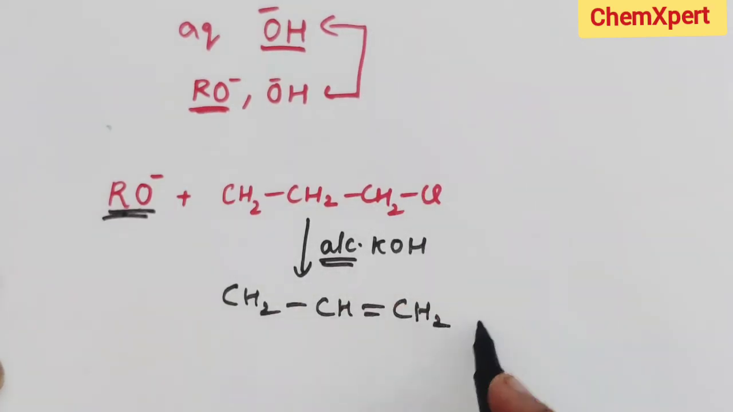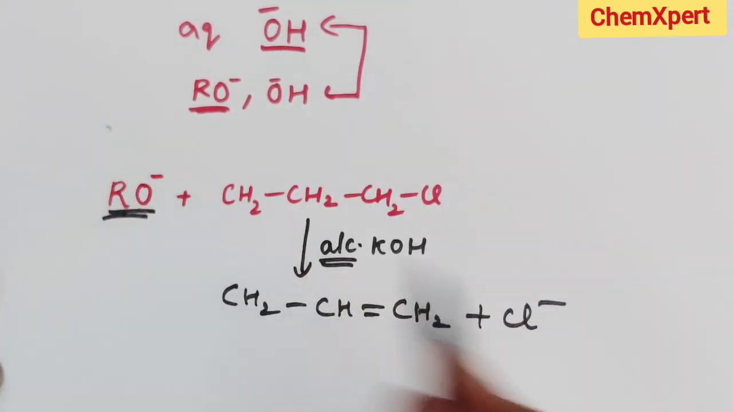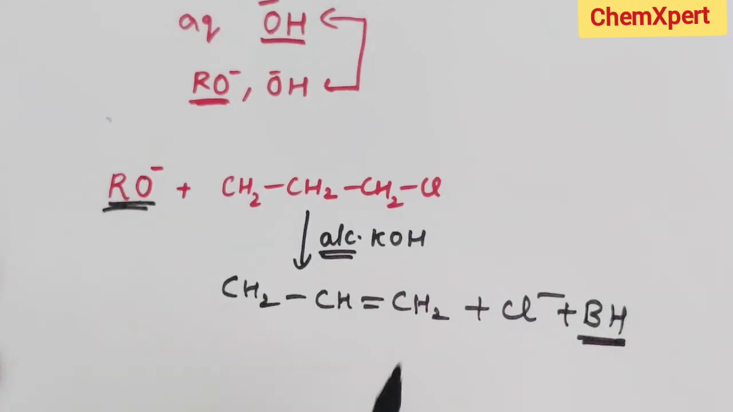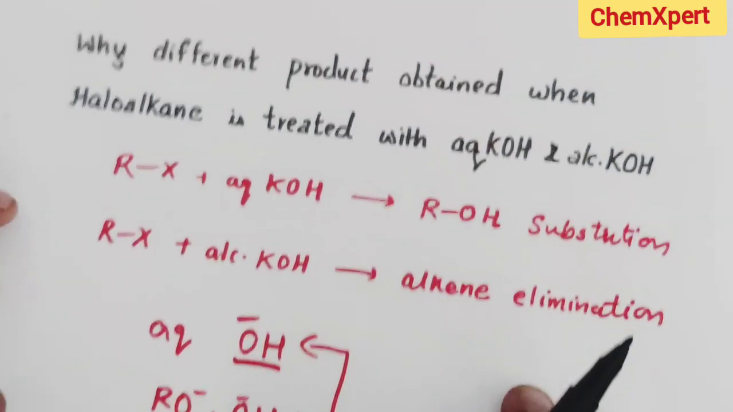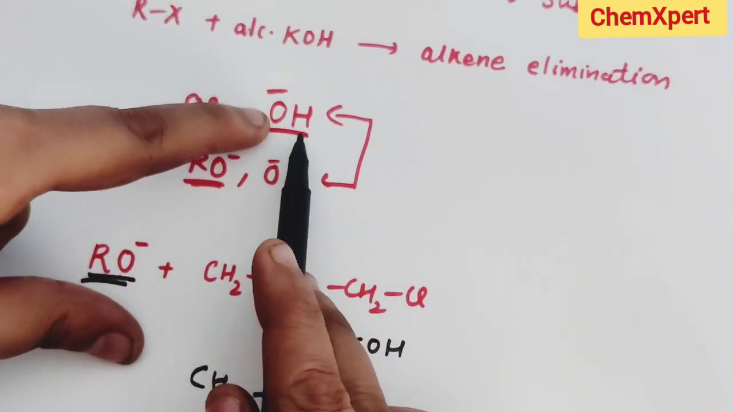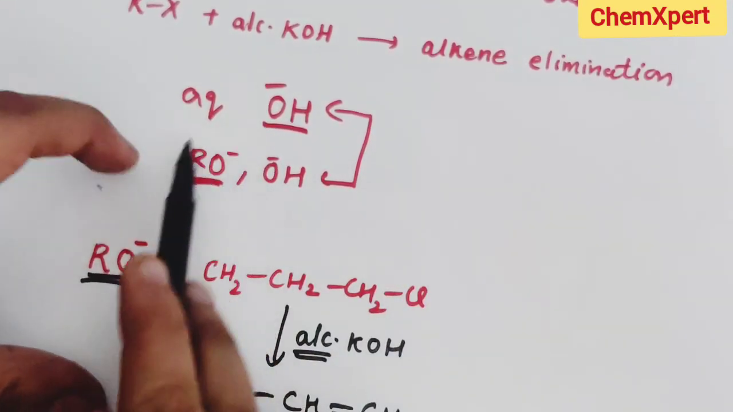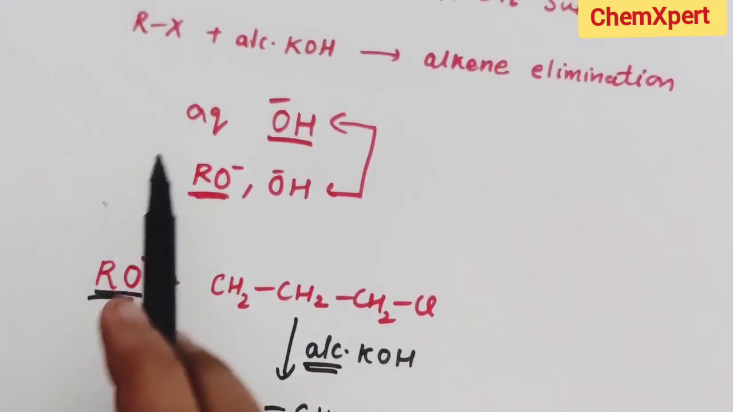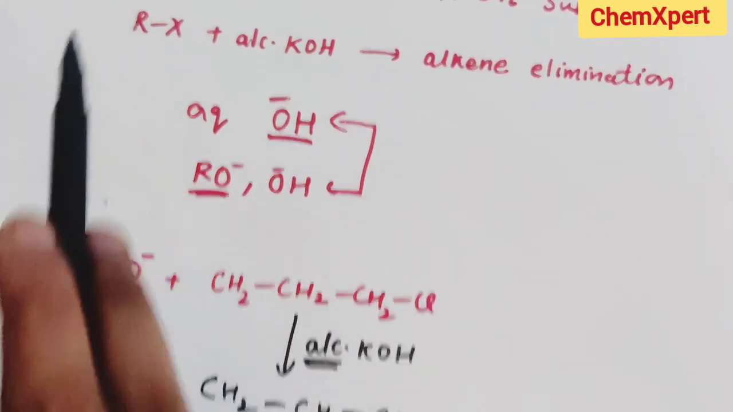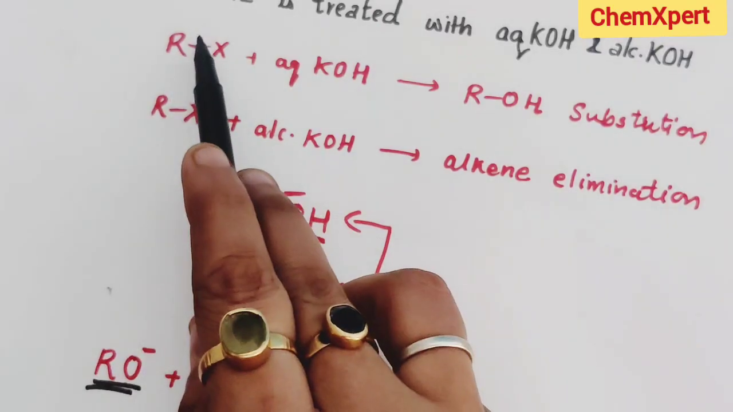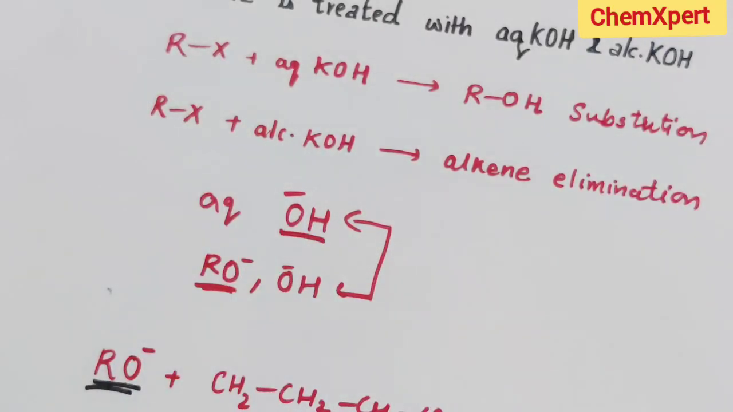and generally elimination takes place. This Cl will be liberated as Cl minus. This base reacts with that hydrogen forming BH here. So this is a very important reaction explanation, that is why different products are formed. It all depends upon the strength of the nucleophile. If OH minus is there, it is weaker, whereas RO minus is a stronger base, it can easily abstract hydrogen here. And as it abstracts hydrogen from this haloalkane, it will form an alkene. Whereas in case of a smaller group, it can easily attack and substitution will take place.